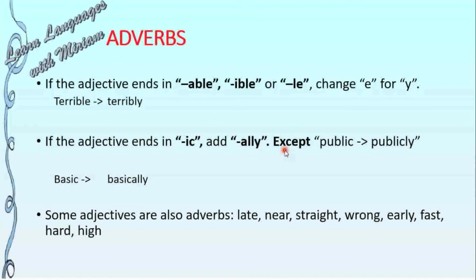If the adjective ends in ic, we are going to add ly, except public, that is publicly. Si el adjetivo termina en ic, vamos a añadir ly, excepto si es el adjetivo public, que el adverbio es publicly. Example: basic ends in ic, we add ly, basically.